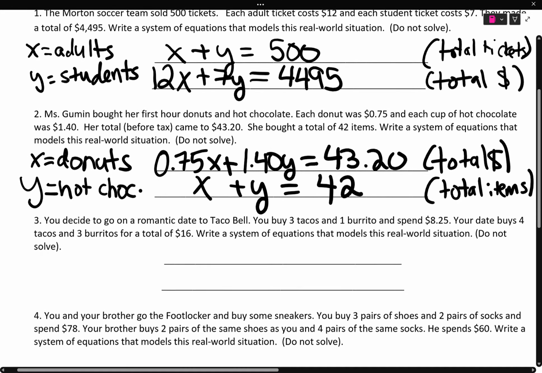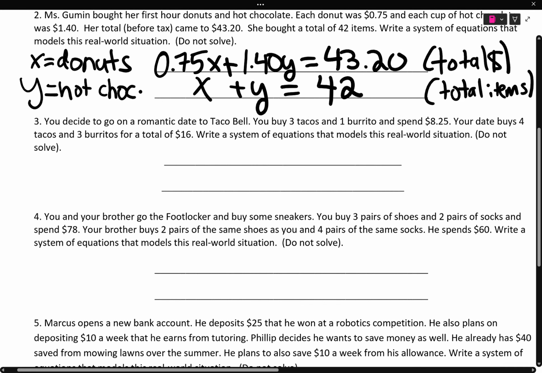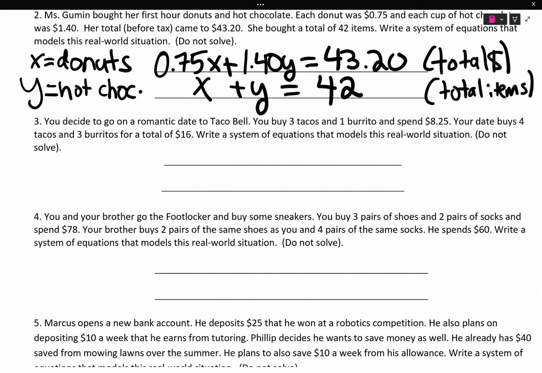You decide to go on a very romantic date to Taco Bell. You buy 3 tacos and 1 burrito. You spend $8.25. Your date buys 4 tacos and 3 burritos for $16. Let's write a system of equations.